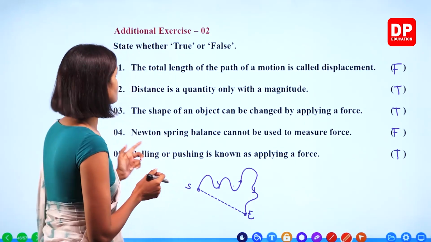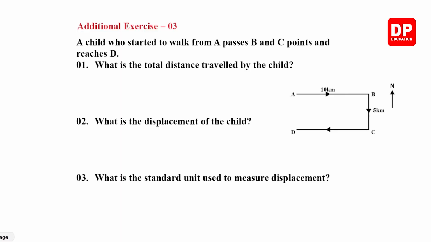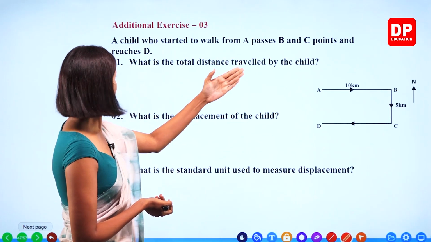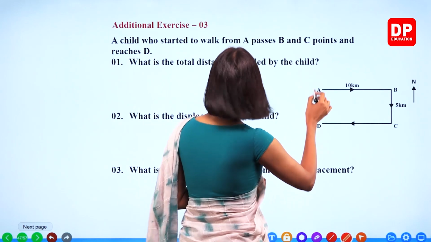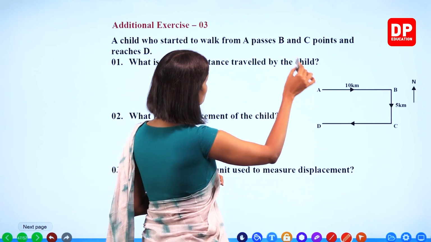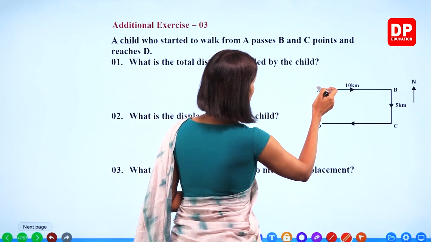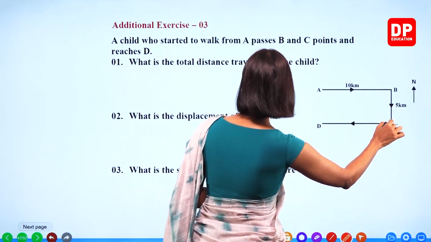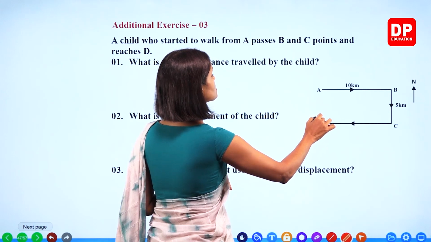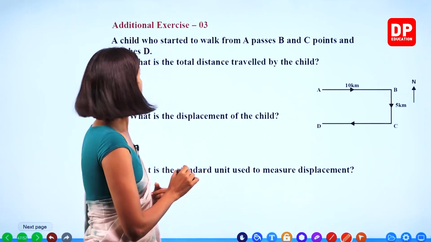Right, children? Let's move on to the next. Exercise number 3. A child who started to walk from A passes B and C points and reaches D. Look at the motion. A child who started to walk from A, so this is the start, passes B and C points and reaches D. This is where he ends, right?